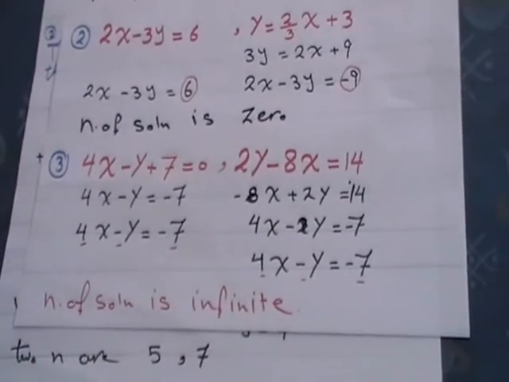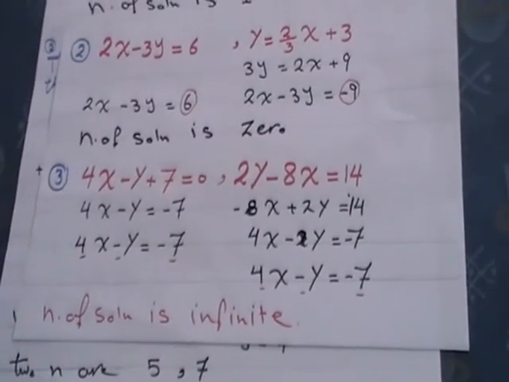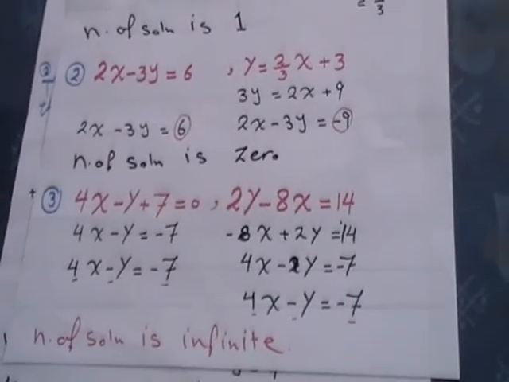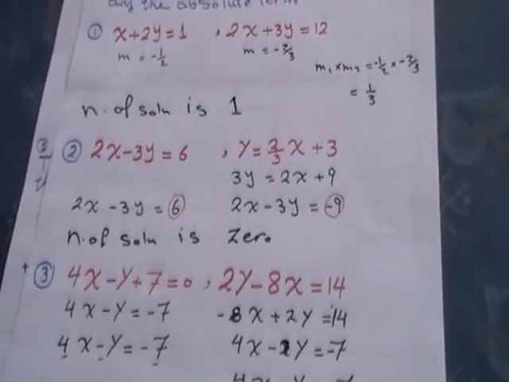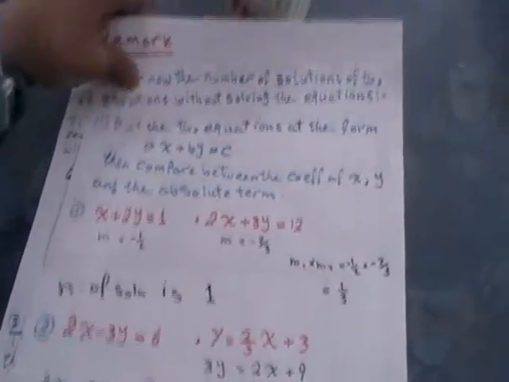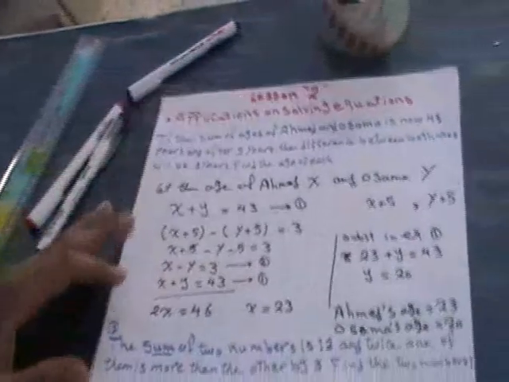So you can know the number of solutions without solving the equations by comparing the coefficients of x and y in the two equations and the absolute term. Now we have finished the first lesson. It's about the algebraic and graphical solution of the two equations.